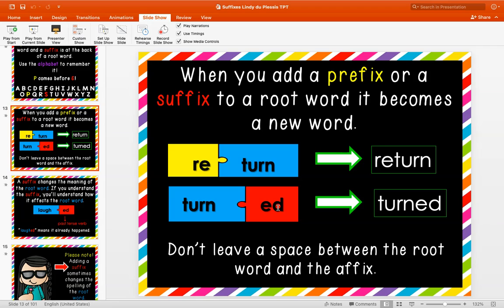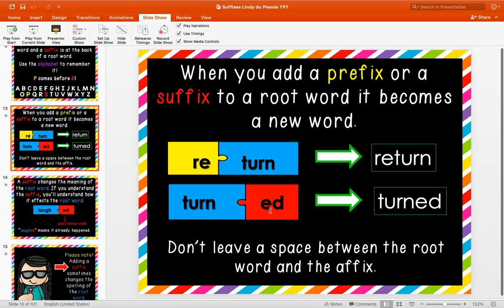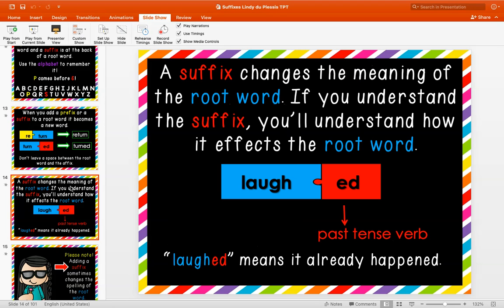Did you get that right in your brain drain? Did you say that a suffix is a word unit that goes on the back of a root word? Now, it becomes a new word when you do this. But remember, don't leave spaces between the root words and the affixes. That's not needed. They fit together like a puzzle piece, so they go together.